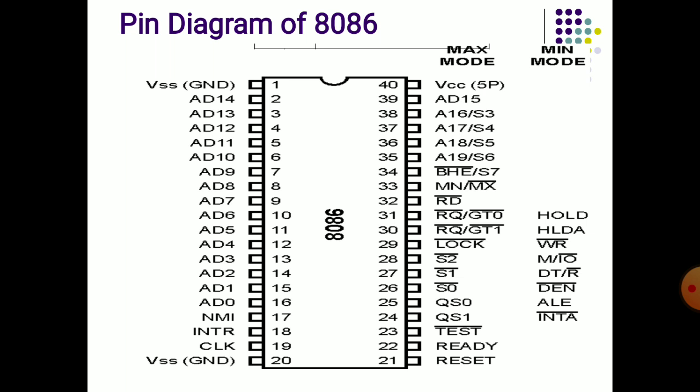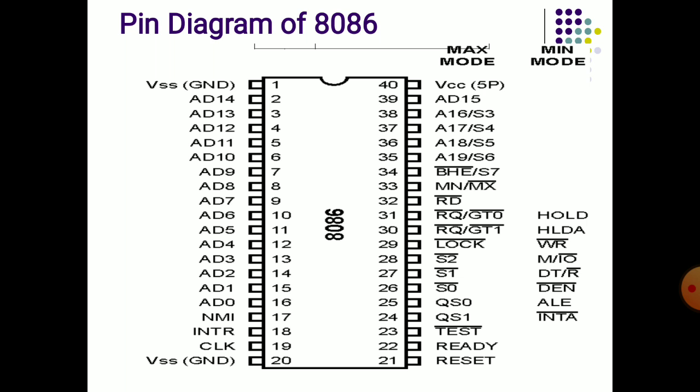So the remaining 8 pins I am going to explain. There are either maximum mode operation or minimum mode operation signals. First let us see the maximum mode signals. So here the maximum mode signals are what? QS0 and QS1. First, let us see QS0 and QS1. Here QS0 and QS1 are mainly used for the Q state, finding the Q status, right?